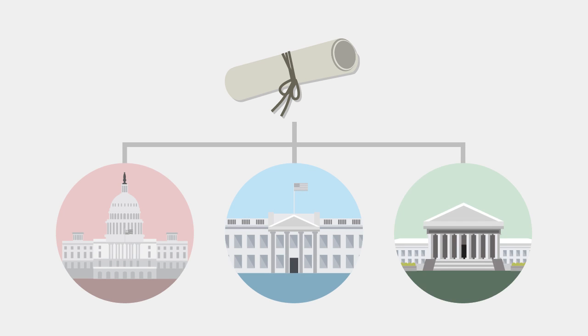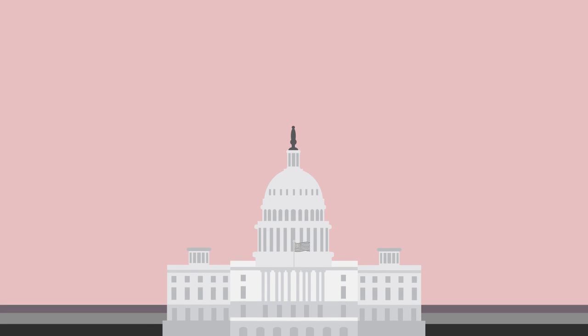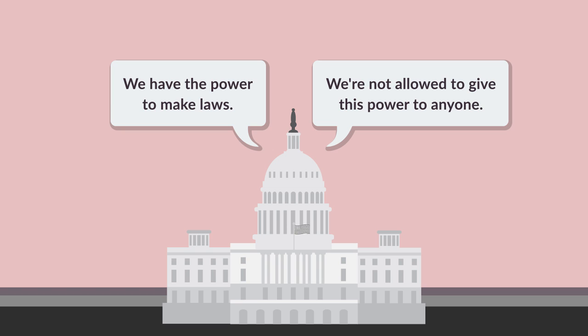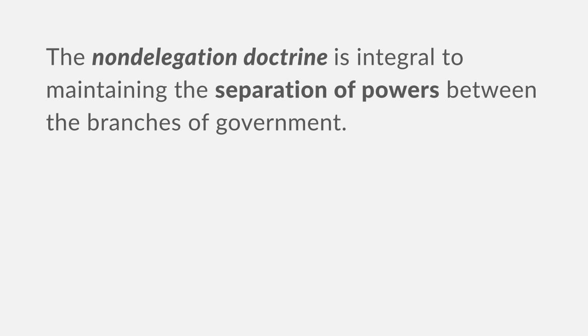The Constitution assigns certain powers and duties to each of the three branches of government. Only Congress has the power to make laws, and Congress isn't allowed to give its lawmaking powers away to the President, the courts, or anyone else. This principle, called the nondelegation doctrine, is essential to maintaining the separation of powers between the three branches of government.